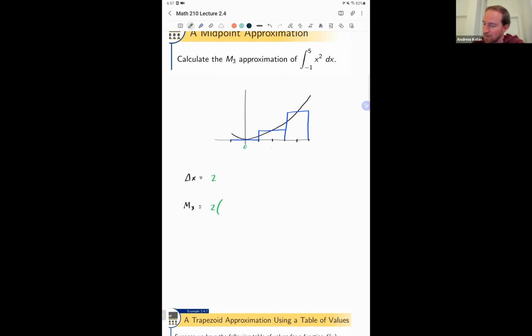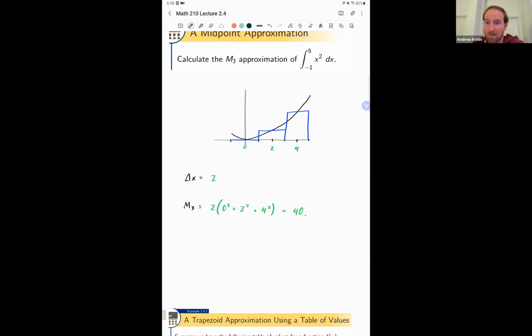They're 0, 2, and 4. Plug those into the function x squared and then add up the output values. So we're going to square 0. You can see the height of that rectangle is 0 in the picture. Square 2 and square 4. Add these up and multiply by 2 for the base width of each rectangle. So 0 plus 4 plus 16, that gives me 20 times 2 is 40. So our approximation to this same function over the same interval, the area under the function, is 40.